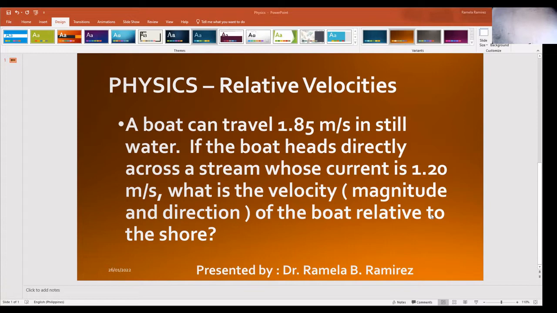So again, we have a boat which can travel 1.85 meters per second in still water. If the boat heads directly across a stream whose current is 1.2 meters per second, what is the velocity, that is including the magnitude and direction of the boat relative to the shore?